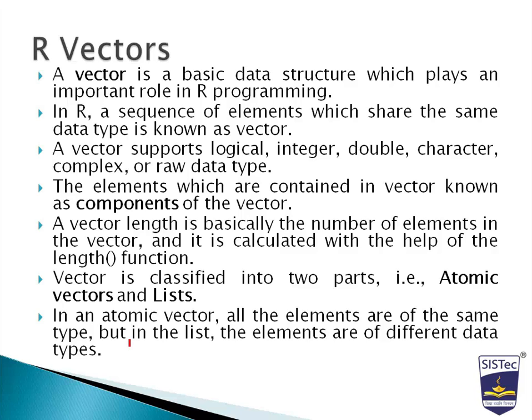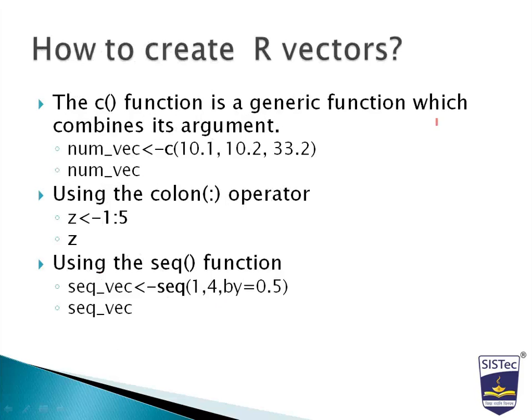The number of elements present in a vector is called the vector length. It can be found using the length function. We can use the length function to identify the total length of a vector. A vector can be classified further into two types: atomic vectors and list vectors. Atomic vectors mean all the elements are of the same type, but in a list the elements are of different data types.